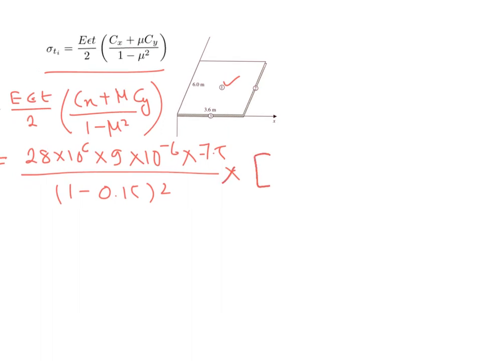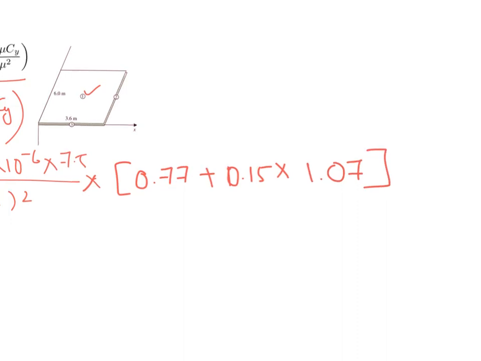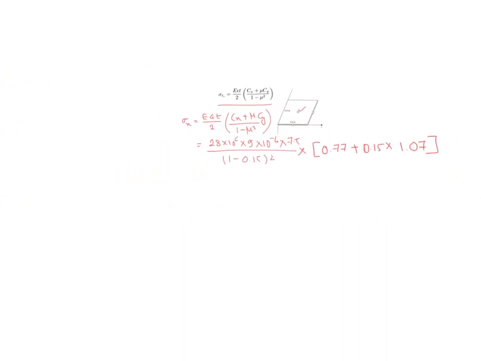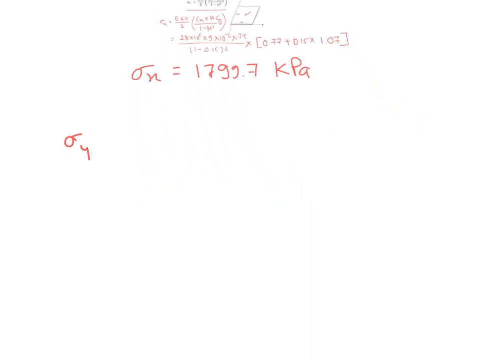Multiplied by the Cx value, which you have estimated as 0.77, plus mu times, which is 0.15, multiplied by Cy, which you have estimated as... I think this step is clear to everybody. So once you have inputted this value, you will get a sigma x value as 1799.7 kPa. Similarly, you can estimate the value of sigma y.